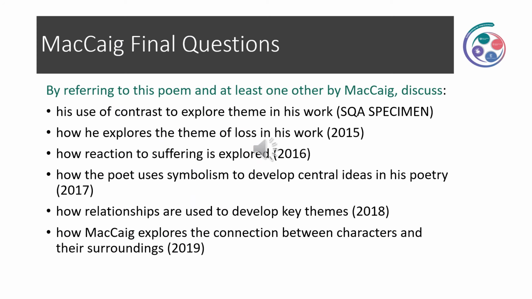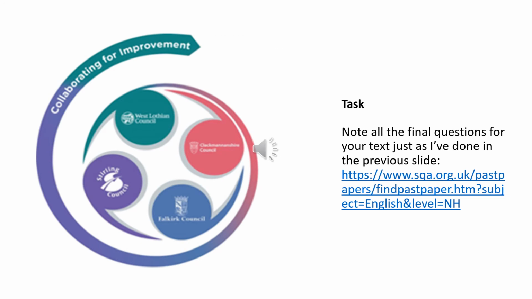If we look at the past paper final questions for McCaig, it's clear that as well as a different poem appearing each year, there's a different final question, so you need to revise really well. For McCaig, we've had use of contrast to explore theme in his work, how he explores the theme of loss in his work, reaction to suffering and how that's explored, how the poet uses symbolism to develop central ideas in his poetry, how relationships are used to develop key themes, and how McCaig explores the connection between characters and their surroundings. Now note all the final questions for your text, just as I've done in the previous slide.